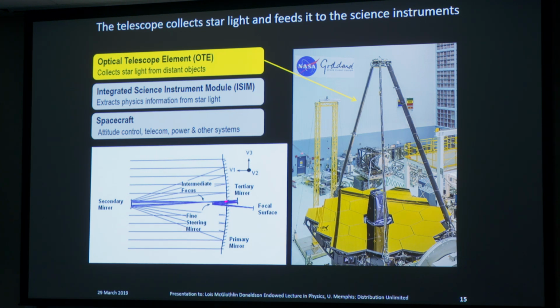And in our case, we send it to a 4th mirror, which is articulated under computer control so that we can stabilize the image against vibration from machinery running in the spacecraft. And then that light goes to the science instruments.